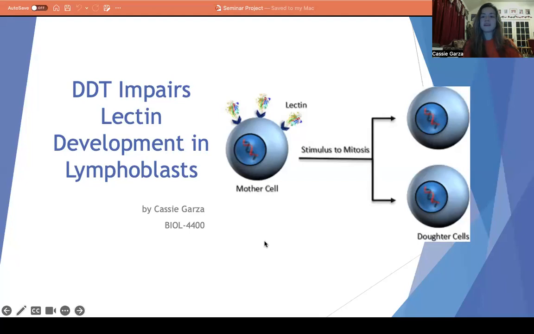Okay. Hello, my name is Cassie Garza, and this is going to be my seminar presentation over how DDT impairs lectin development in lymphoblasts. So this image right here just shows a cell responding to these lectin proteins, which we're going to go into later, and how they can stimulate mitosis in cells. So that's a major theme of this project.